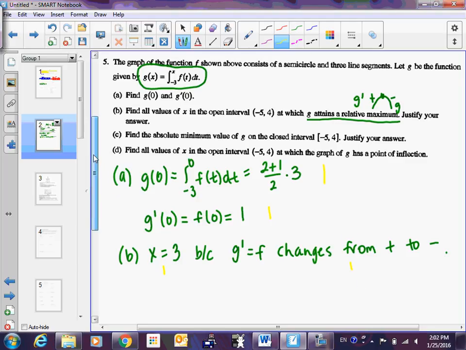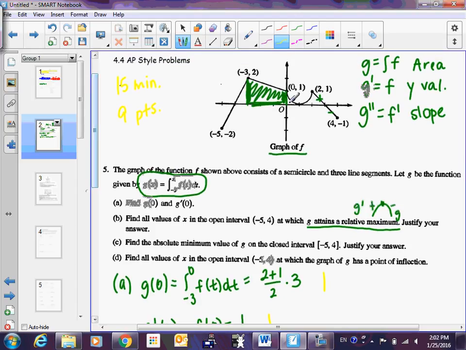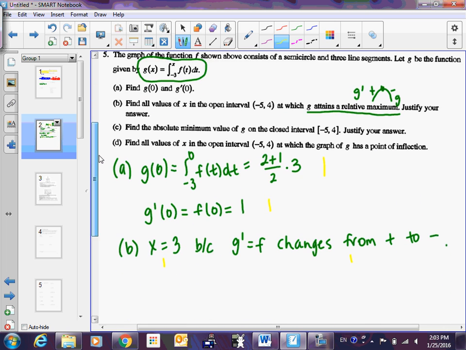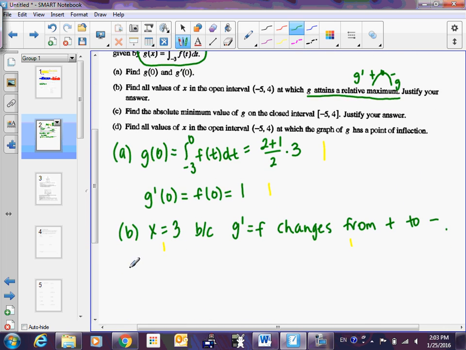Okay, before we move on to C, we just figured out that G has a relative max at x equals 3. This is the graph of F, not G, but G has a relative max happening at x equals 3. What does G have going on over here at x equals -4? A relative min. Are there any other relative extrema? No, because right here we don't actually have a change. Okay, so that's going to help us with part C.